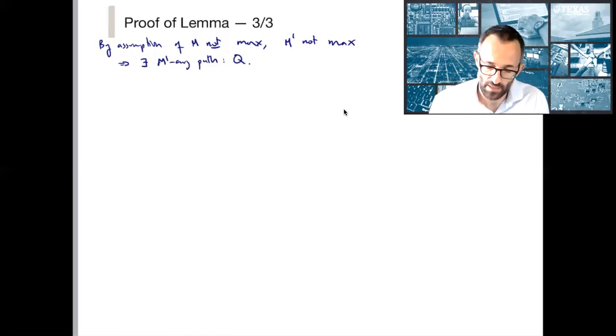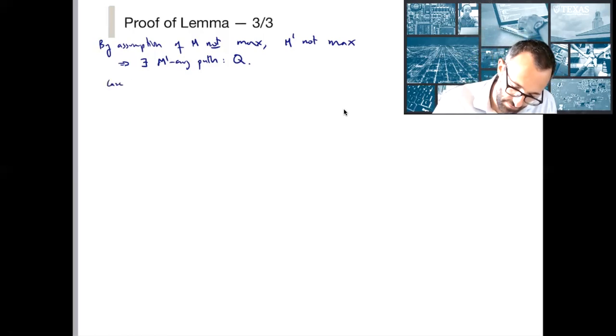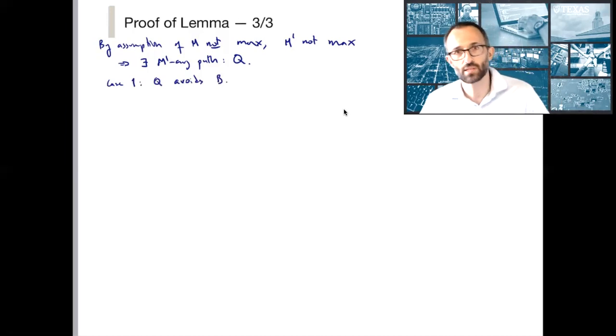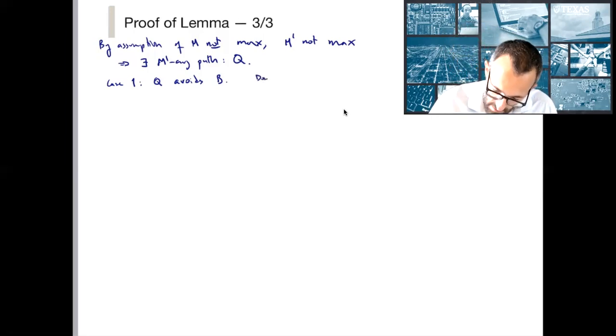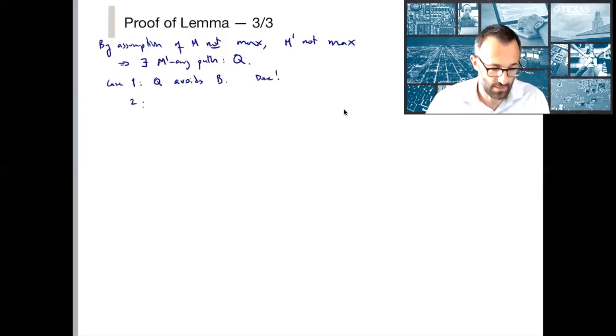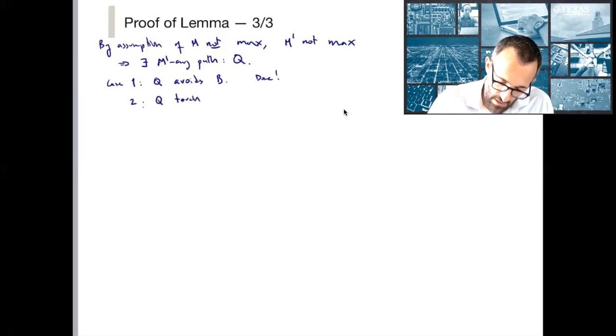So what are my possibilities? The easy case is that Q doesn't touch the blossom. But if Q doesn't touch the blossom, then I can do the reverse procedure that I did in the other direction, and then I can convert Q into an augmenting path in the contracted blossom. So we're done in this case. So the only interesting case is that actually Q does touch the blossom.